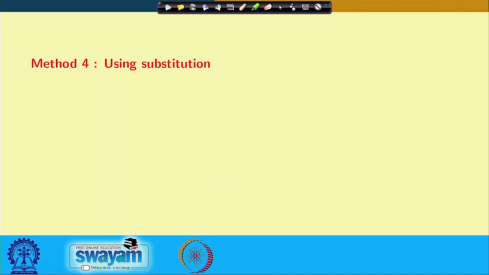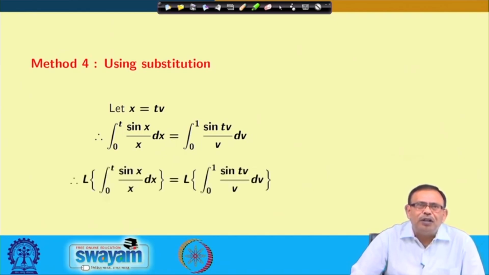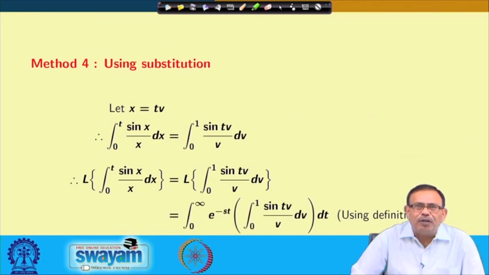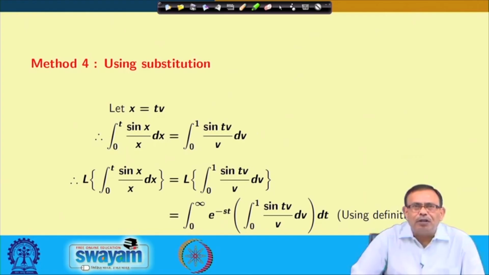The fourth method which I will show you is using substitution. Let x equal t v. So, that integral 0 to t of sin x dx can be written as integral 0 to 1 of sin t v by v into dv. Once I have written this, taking Laplace transform on both sides, using the definition of Laplace transform, I can write integral 0 to infinity of e power minus s t into integral 0 to 1 of sin t v by v dv into dt.